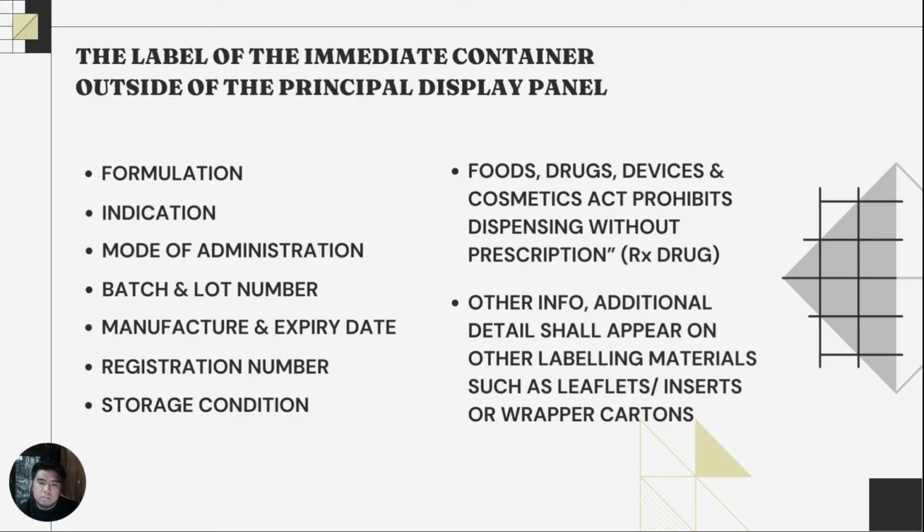Now, we can move on to the label of the immediate container outside of the principal display panel that contains the following: formulation, indication, mode of administration or directions for use, batch and lot number, manufacturing and expiry date, registration number, storage condition, Food, Drugs, Devices, and Cosmetics Act prohibits dispensing without prescription if this is a prescription drug, and other information and additional details shall appear on the labeling materials such as leaflets, inserts, or wrapper cartons.